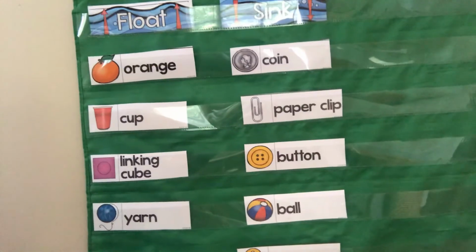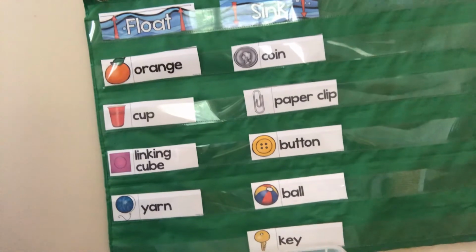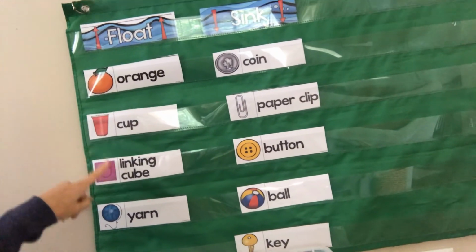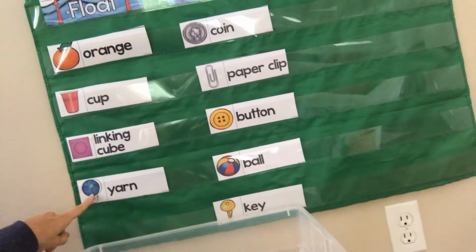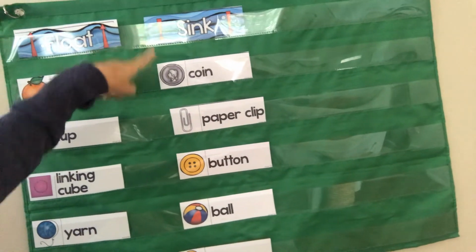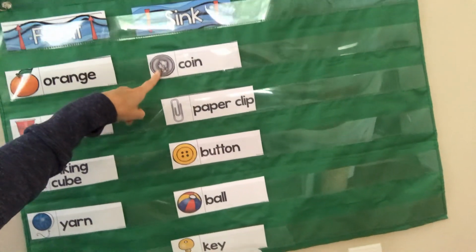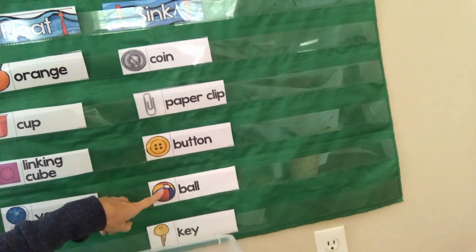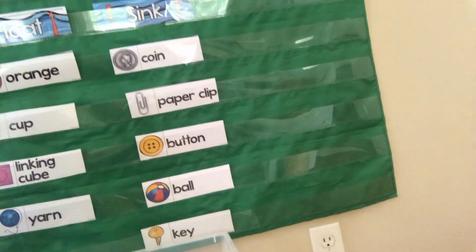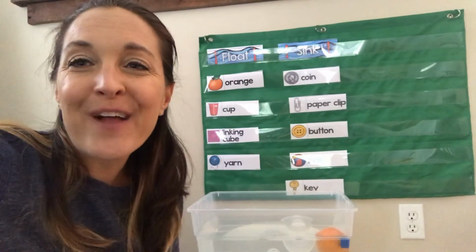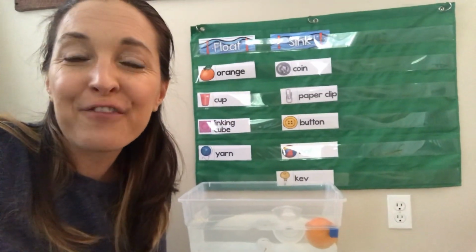Okay, when we look up here on our chart, it gives us all the things that can float in orange: a cup, a cube, and yarn. When we look over here at things that can sink, that go down, down, down, we know a coin, a paper clip, a button, a ball, and a key. Those things sink. They went down, down, down. All right, friends. Thank you so much for playing my game with me today called Sink or Float.